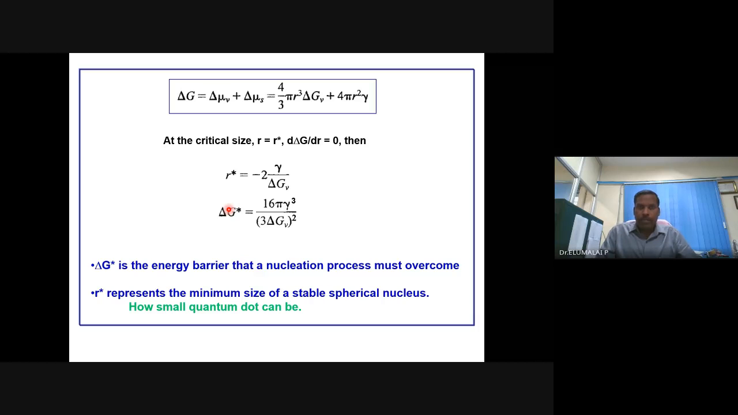So here is an equation: delta G equal to 4 by 3 pi r cube delta GV plus 4 pi r square gamma. You are asked to differentiate this equation with respect to r and equate it to 0. Then replace r with r star and get the r star value. So how will you differentiate this equation? d delta G divided by dr is equal to 0. That is what I am asking you to do.